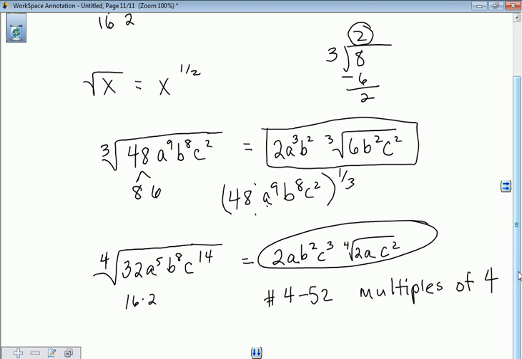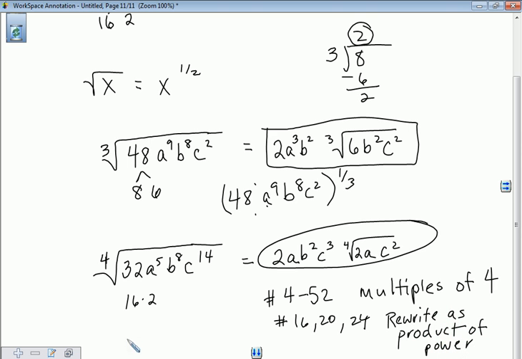Now, on 16, 20, and 24, I want you to rewrite it as a product of a power. What does that mean? That means if you had this, you could write it as 2 to the x to the 1/3, or 2 to the 1/3 to the 2, squared. Alright, that's it.